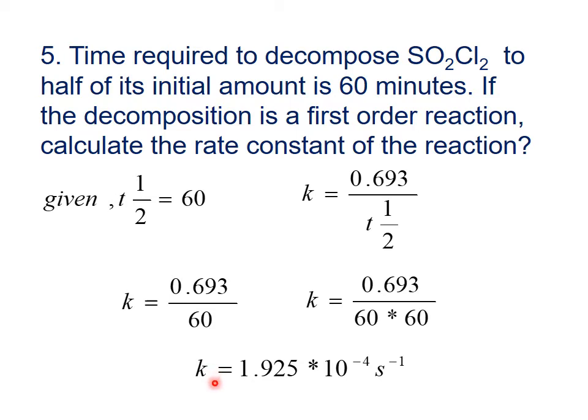equal to 1.925 into 10 raised to minus 4 per second. Already we converted time in minutes into seconds, so the final answer will be in per second. So this is about the rate constant of a first order reaction from half-life period. If the half-life period is given, directly we can find the rate constant by using the equation k is equal to 0.693 divided by t half.